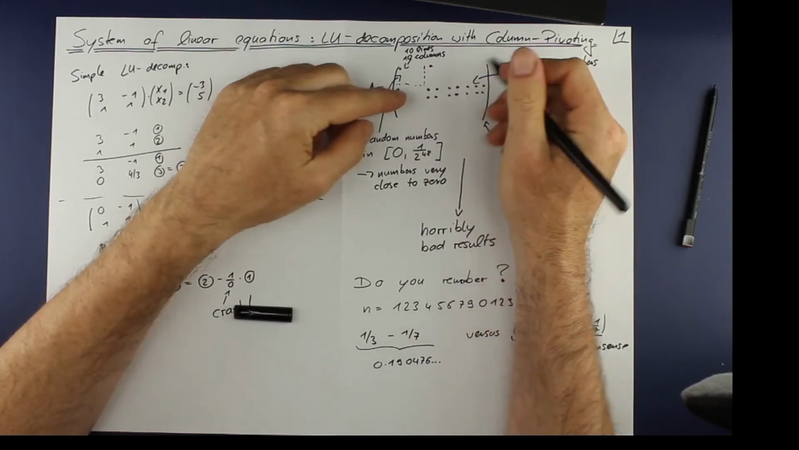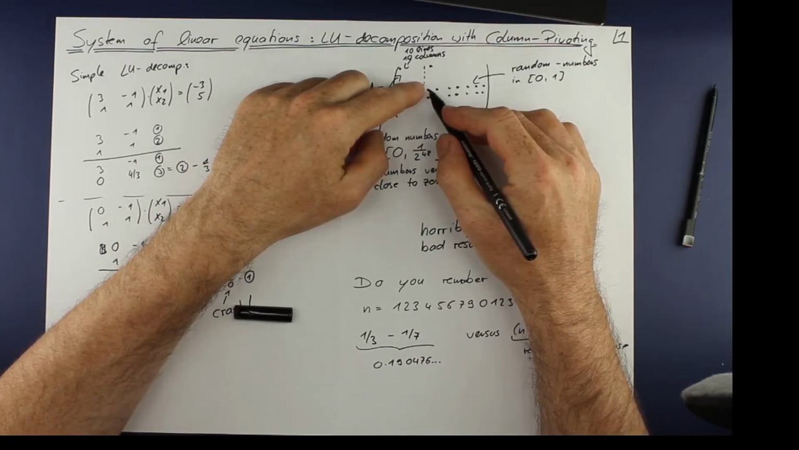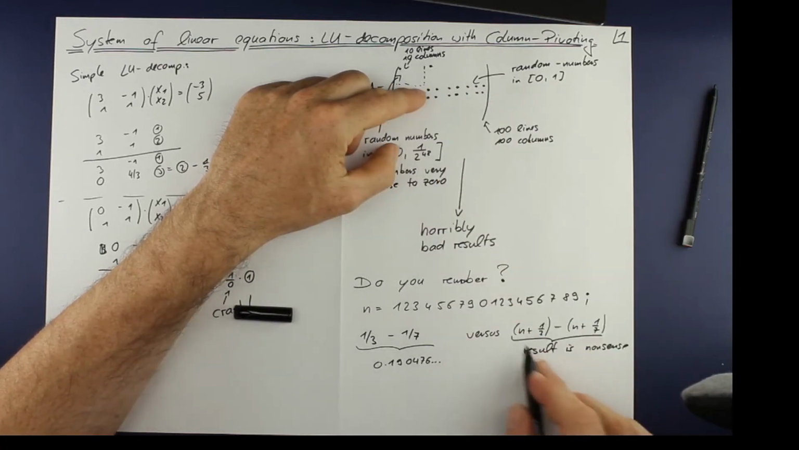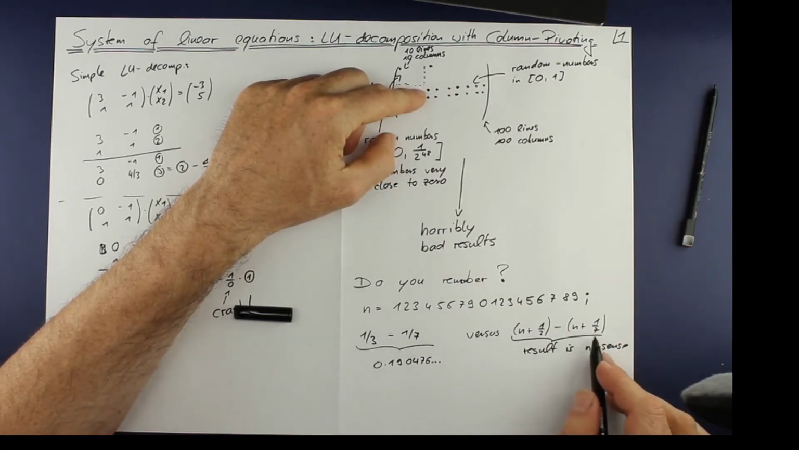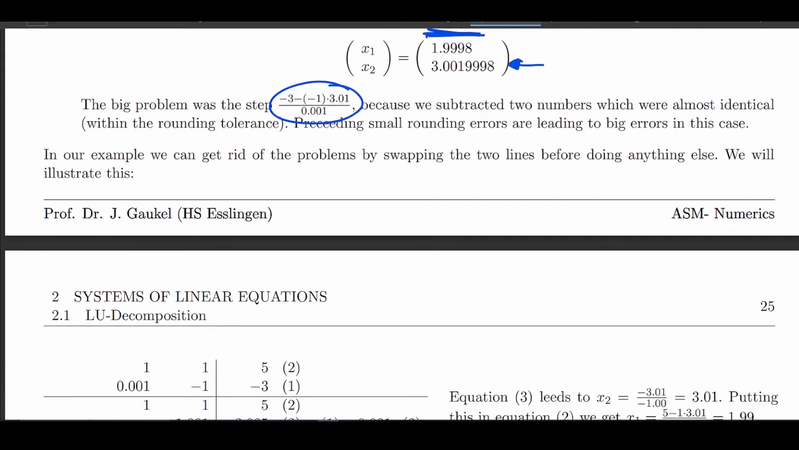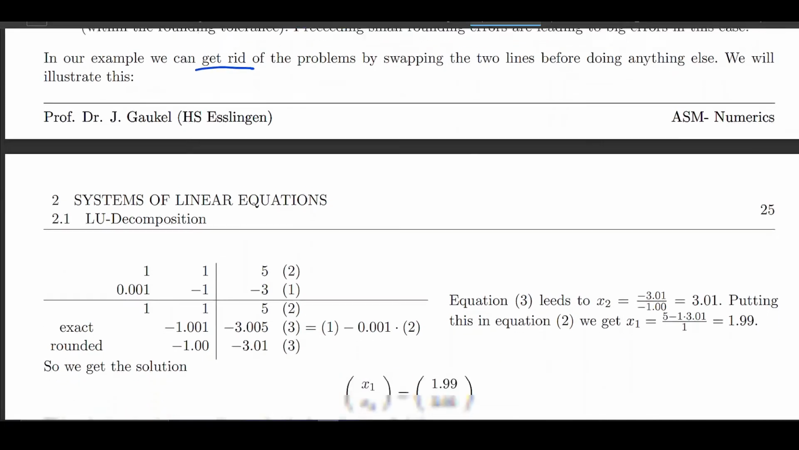And later we will use that entry to eliminate here, and that means that we more or less get rid of the large numbers, and so we have a situation which is very close to that situation. Okay, in our example we can really get rid of our problems by swapping the first two lines, as I will show you.